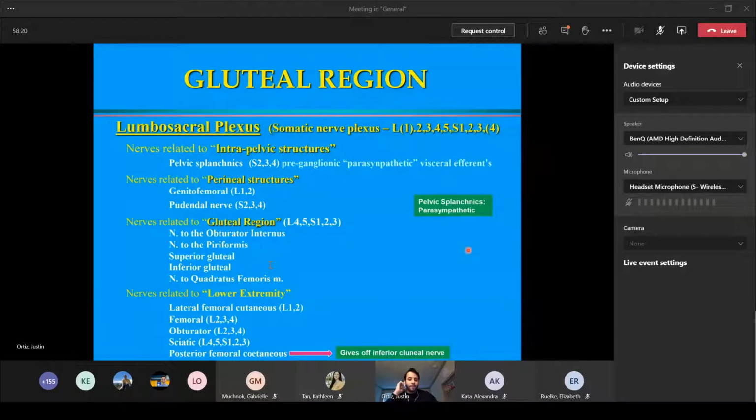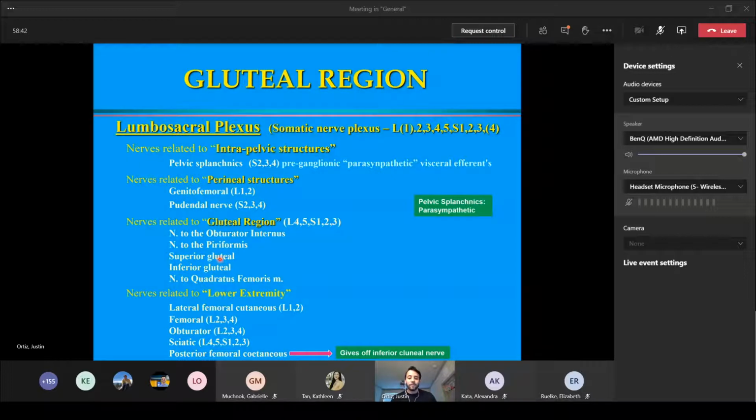So he talks about the lumbosacral plexus, and he just divides the nerves up into what kind of regions they innervate. They're all going to make a lot more sense when we talk about the individual muscles. Like I said, remember the pudendal nerve is going to do the genital area as well as the perineal area, and the genitofemoral, literally genital, you know what I mean? So it makes sense as to why these are perineal structures.